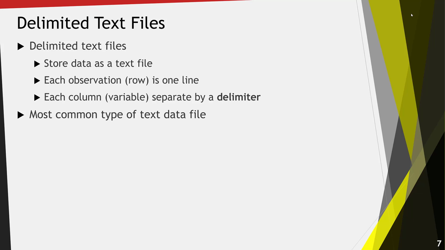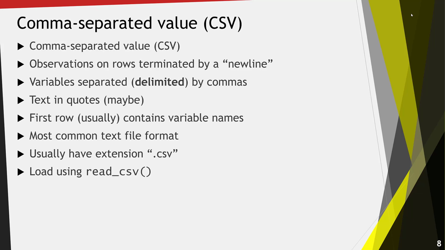A delimited text file is going to store data in a text file. Each observation is going to be one line of that text file, and each variable in an observation is going to be separated by a delimiter. A delimiter is a special character that your data processing software knows separates variables. This is the most common type of text data file. Among delimited text files, the most common is the comma-separated value file, or CSV. Again, observations in comma-separated value files are terminated by a new line, so there's one observation per line of data. Variables are delimited or separated by commas.